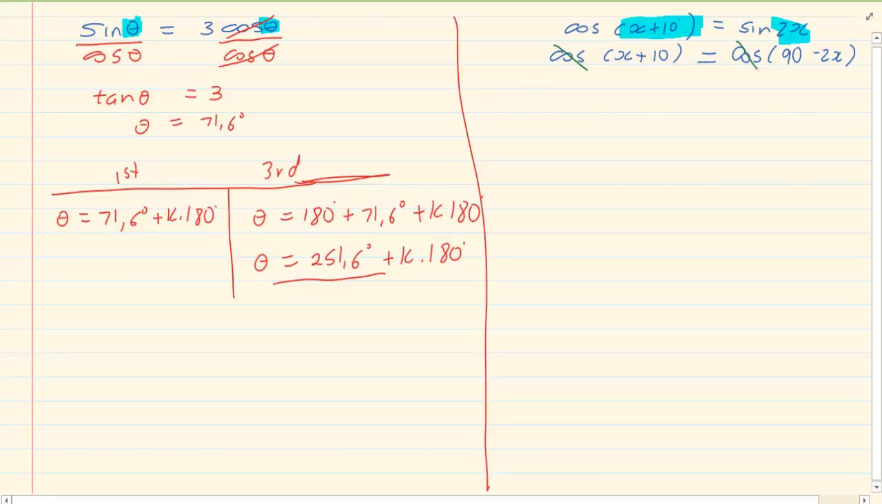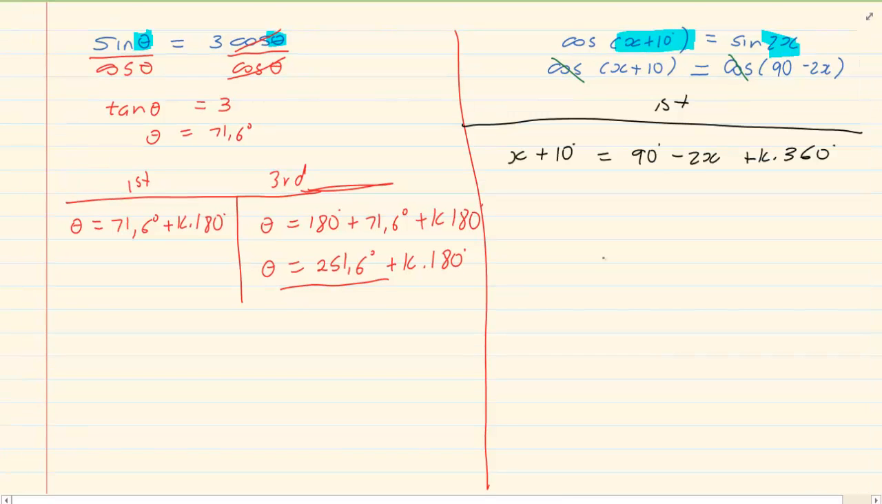But as soon as you cancel it, you have to go to your CAST diagram. Now, because they are both unknowns, it is accepted that it is a positive version. And since we cancelled out cos, we are working with the cos reduction. So we have cos positive in the first quadrant and the fourth quadrant. Let's do the first quadrant first. We have x plus 10 is equal to 90 minus 2x plus k 360.